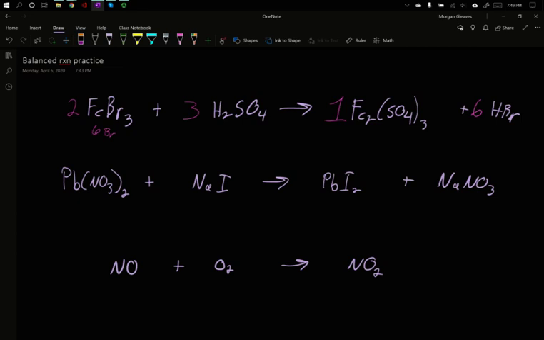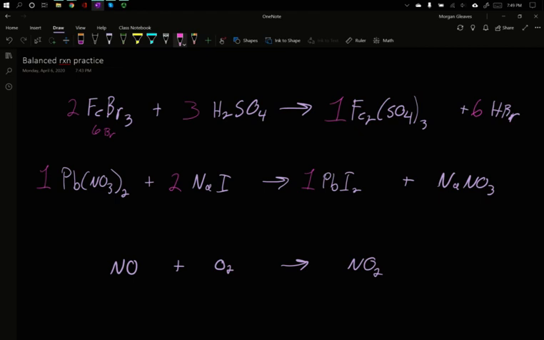Number 2, we have lead nitrate, specifically lead 2 nitrate. We have sodium iodide, becomes lead 2 iodide and sodium nitrate. First things first, I've got lead on both sides and only one thing, so we'll set one of them to 1, which means I need a single lead on my product side, so I need a single lead 2 iodide. The result is this gives me 2 iodide, and the only way to have that from sodium iodide is to have 2 sodium iodide.